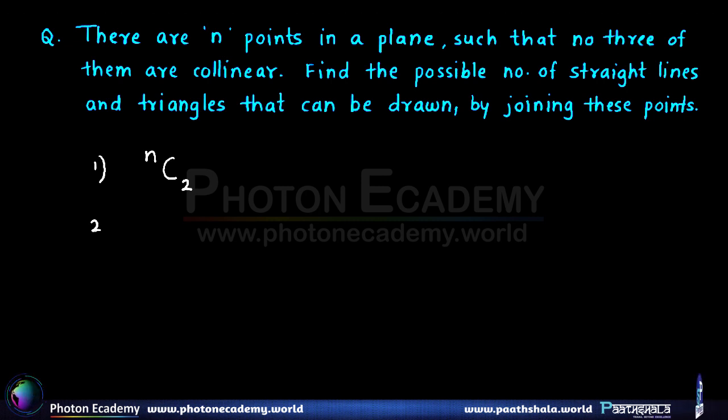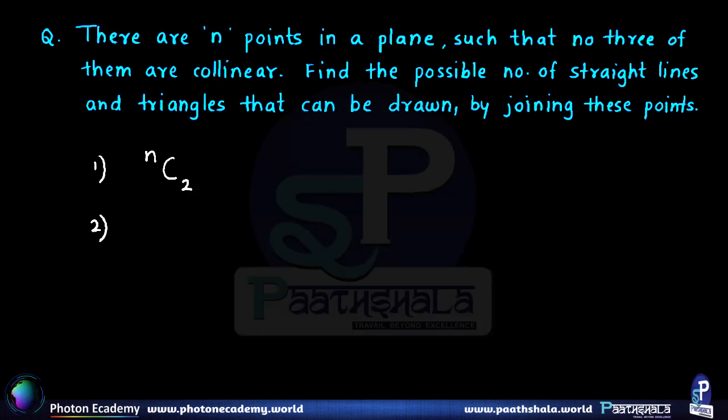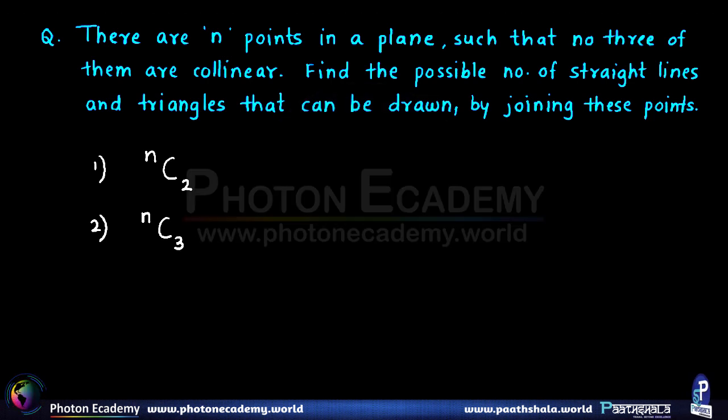Similarly, if we want to know how many triangles are possible to draw, for one triangle we need 3 distinct points, that is, 3 points which are not collinear. So out of n points, the 3 points can be selected in nC3 ways. So that is the number of triangles that can be drawn by joining the given n points. Let us move ahead to the next question.